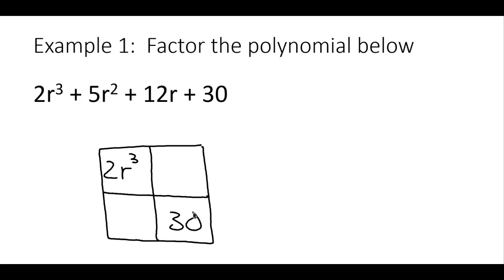Now, the other 2 terms are going to go inside the box also. And it doesn't matter where you put them. I usually just put the squared one here and the other one here, but it doesn't technically matter. Okay? But what does matter is the first term goes in the top left, last term goes in the bottom right. The other 2, it doesn't matter, but just put them in there. And our job is to figure out what goes out here.